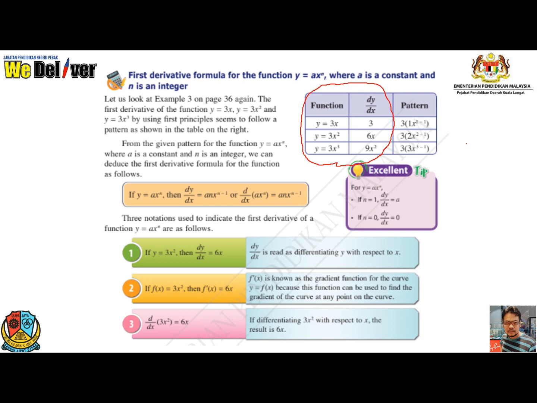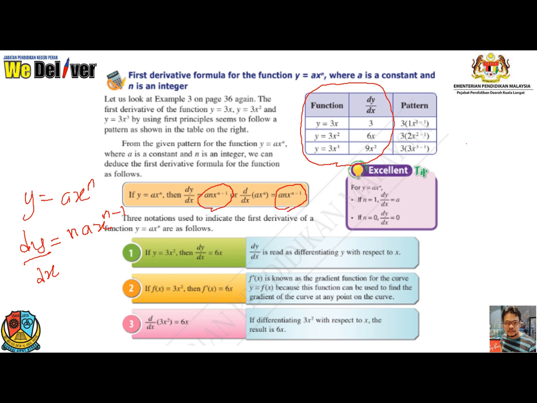So we have a function y equals ax to the power of n. To find dy/dx, by using the pattern, we put n in front of a, so you get na, and then x to the power of n minus 1. That means dy/dx, or d/dx of ax to the power of n, is nax to the power of n minus 1.